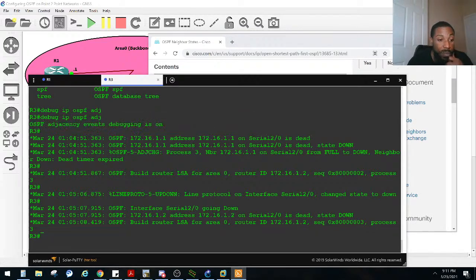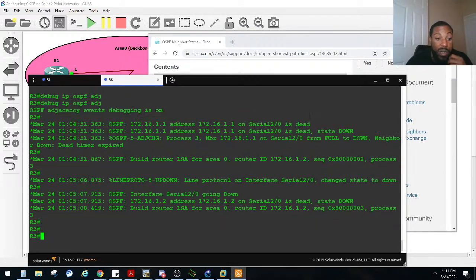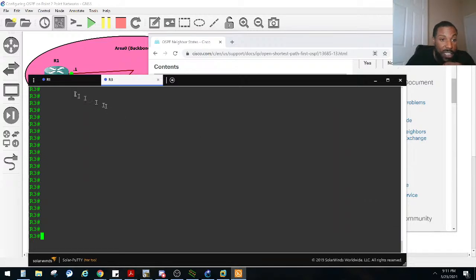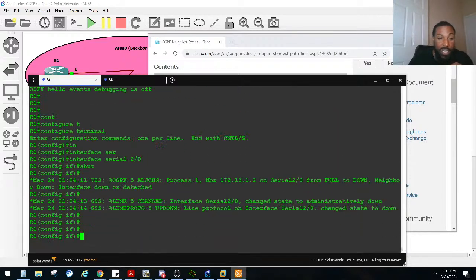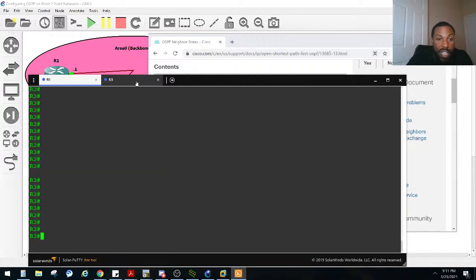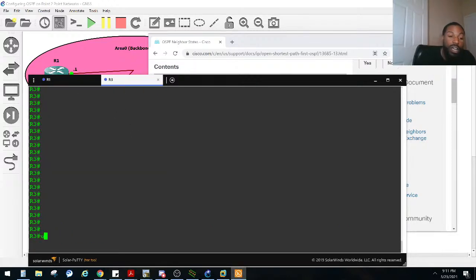Let me clear this for y'all. You can't do clear screen on a router. Just press enter there, right? And then let's go ahead and bring that interface back up. No shut, right? And then we're going to look at those events again. Let's do packet this time, though. We're going to undebug IP OSPF.